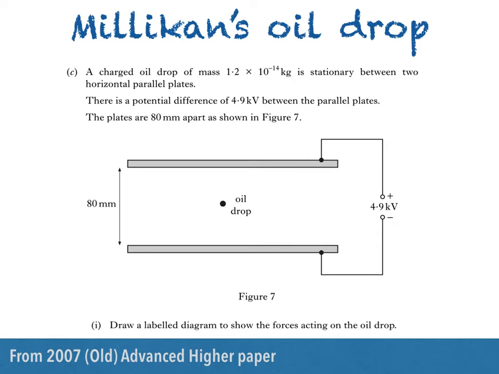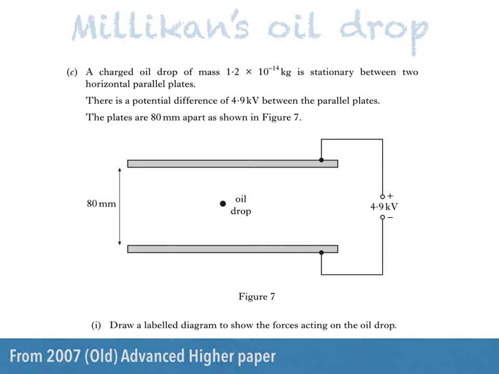drop experiment. The question says, a charged oil drop of mass 1.2 times 10 to the negative 14 kilograms is stationary between two horizontal parallel plates. There's a potential difference of 4.9 kilovolts between the parallel plates. The plates are 80 millimeters apart, as shown in figure 7. We're then asked to draw a labeled diagram to show the forces acting on the oil drop.